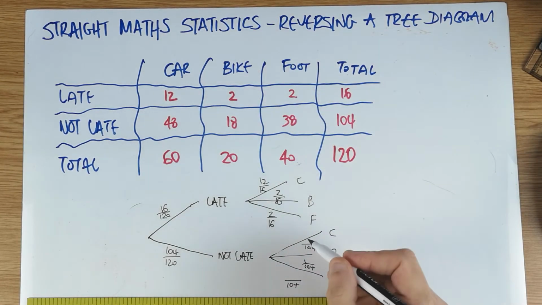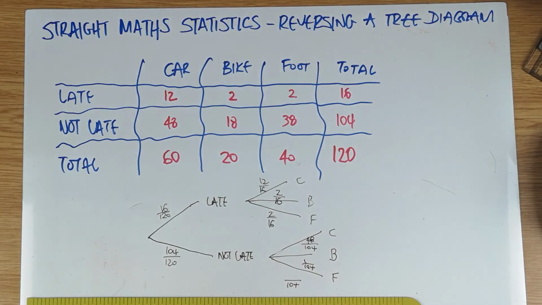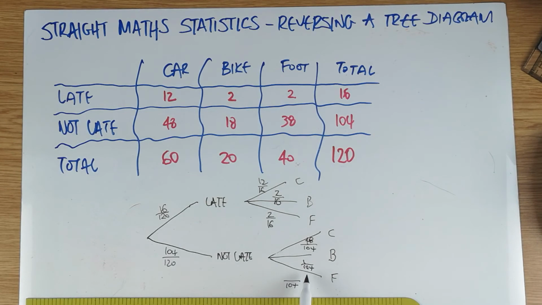The probability of being late by using a car is 48 out of 104. By using a bike is going to be 18 out of 104. And lastly, 38 out of 104. And as a little check, you can just multiply branches and see if the original probabilities that we have marked in there tally with what we've just done.